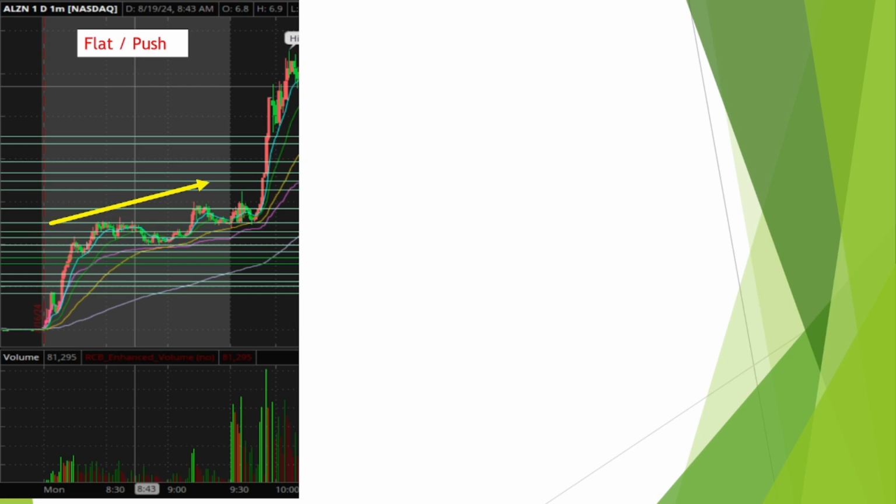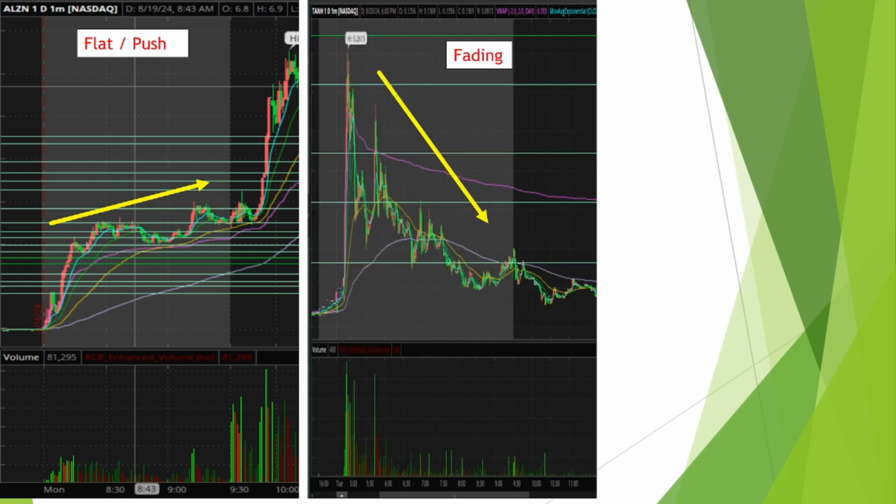So flat, basically, where are we at? Flat or push into open are tickers that are moving upwards into open or moving flat into open. And flat meaning it's already made a move upwards and it's just consolidating. So that's what we're talking about when we say flat or pushing.